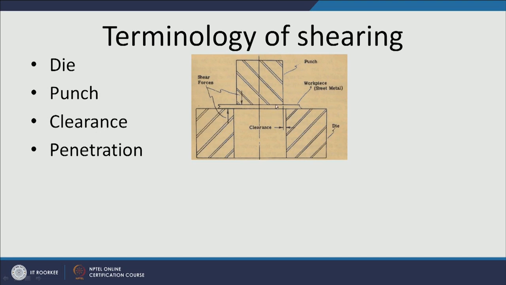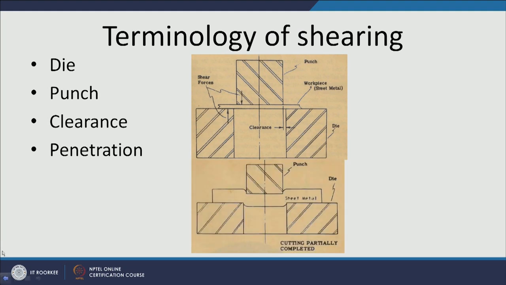So, clearance has to be equal on all the sides, all along the circumference, and there is some distance by which the punch must penetrate into the sheet metal, which is defined as the penetration for ensuring the shearing of the material. So, what happens when the punch moves down into the sheet metal? It causes the deformation of the sheet metal.